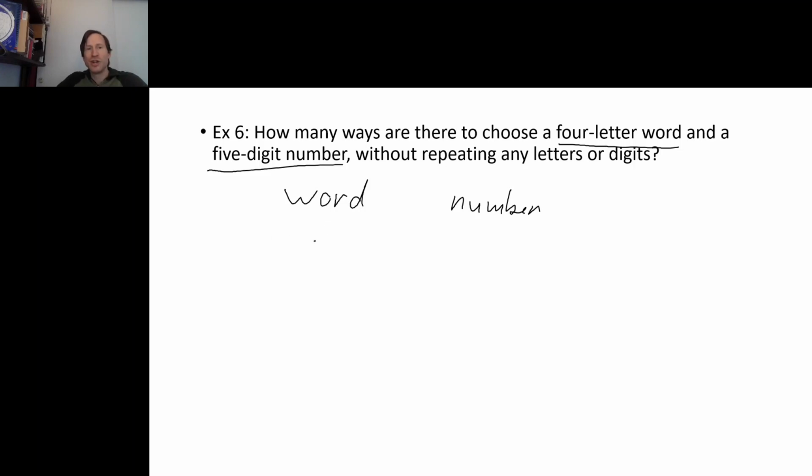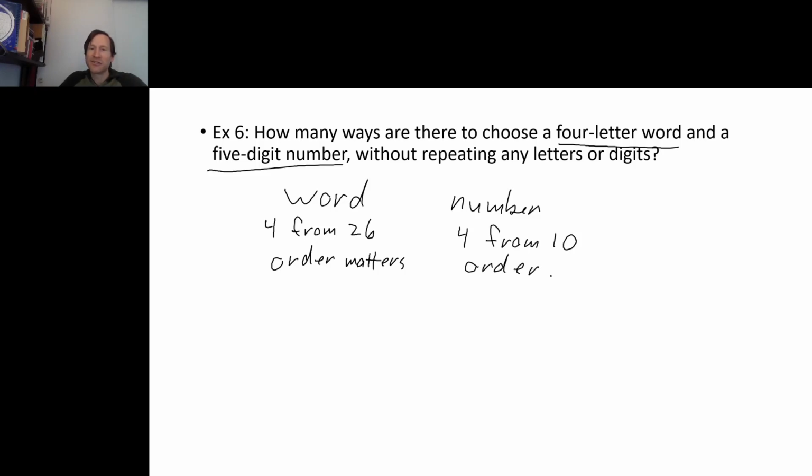To choose a word, we're choosing 4 letters from all the letters that are possible, which in English anyway is 26. And since it's a word, the order that you put them in matters. For the number, we're choosing 5 digits from 10 possible digits, 0 through 9. And again, because it's a number, order matters.